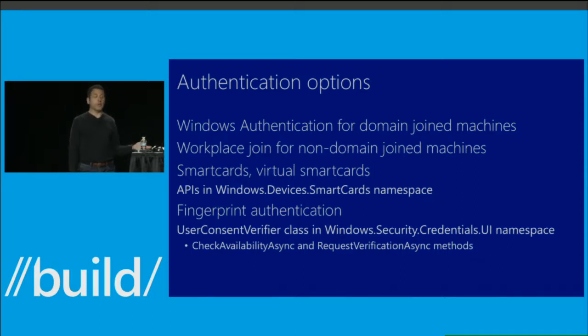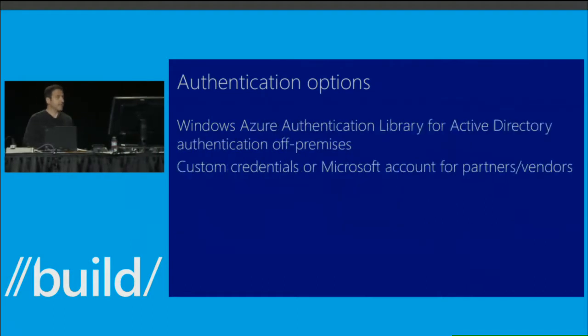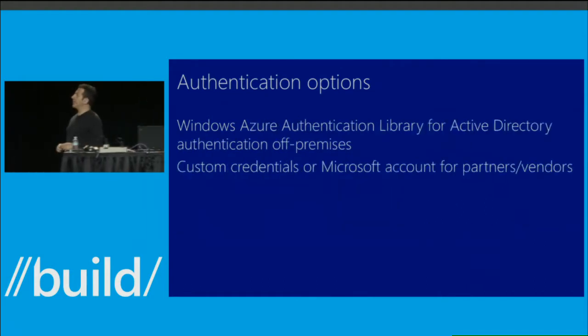New in 8.1 is fingerprint authentication. There's a UserConsentVerifier class in Windows.Security.Credentials.UI, and so you can verify based on fingerprints, which is cool. There's also another cool thing, the ability to use Azure AD. The Windows Azure Authentication Library can let you do Active Directory authentication in the cloud. I'm going to show you a demo of that.